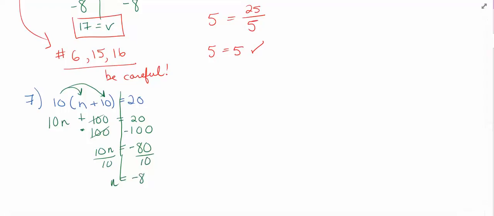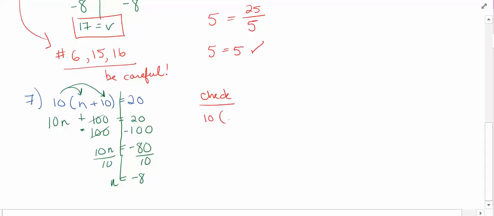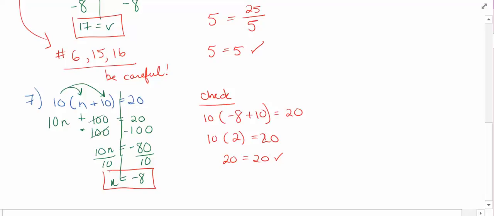Let's do a quick check. Make sure we did our math correctly. We plug in negative 8 for n. And negative 8 plus 10 is going to be 2. 2 times 10 is indeed 20. So our answer is correct. Alright, hopefully this will help you out. Let me know if you have any questions.